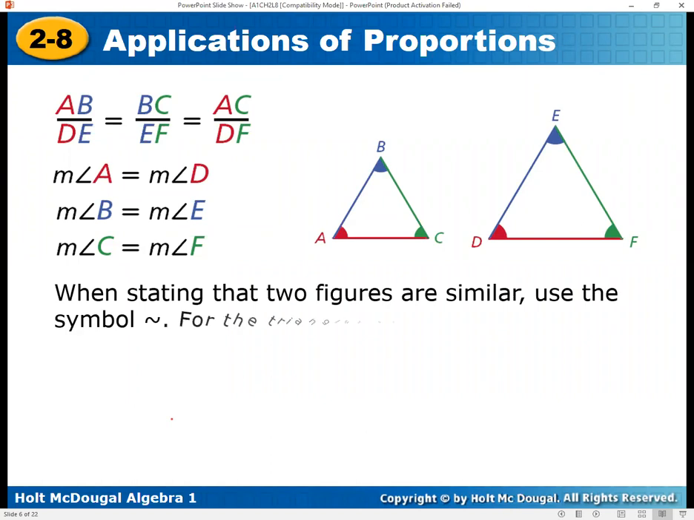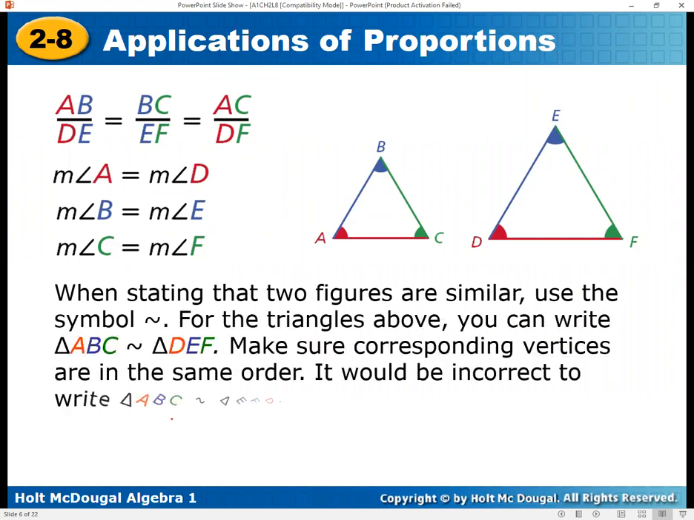When stating that the two figures are similar, use this symbol. Do you see this symbol? This symbol means similar. For the triangles, above, you can write triangle ABC is similar to triangle DEF. Make sure corresponding vertices are in the same order.